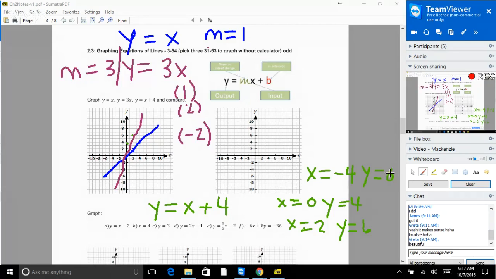If I can get my cursor to work here. There we go. All right, so again, connect the dots. Let's try to connect the dots. Make yours prettier than mine.